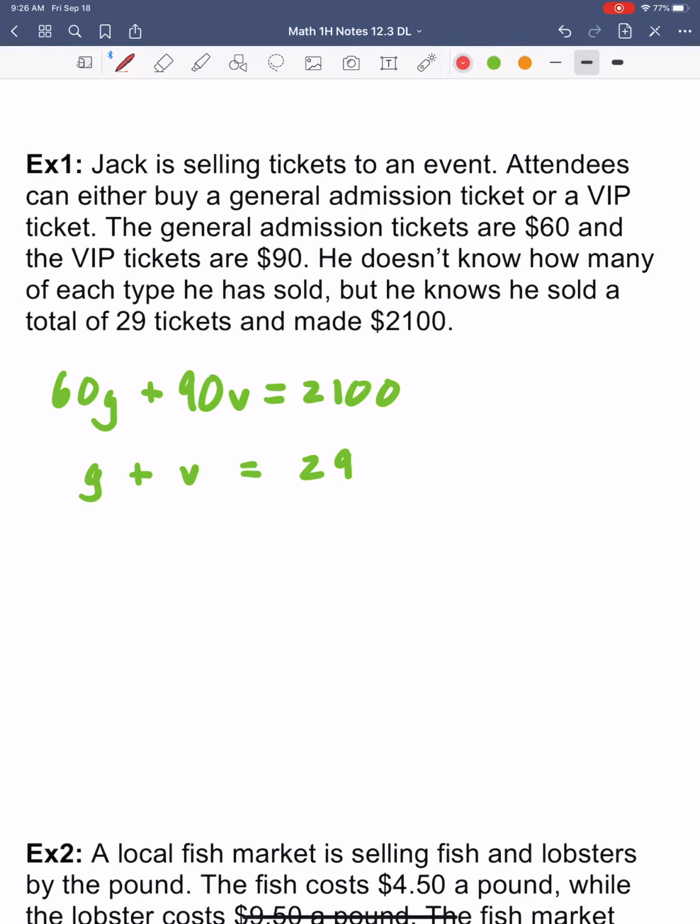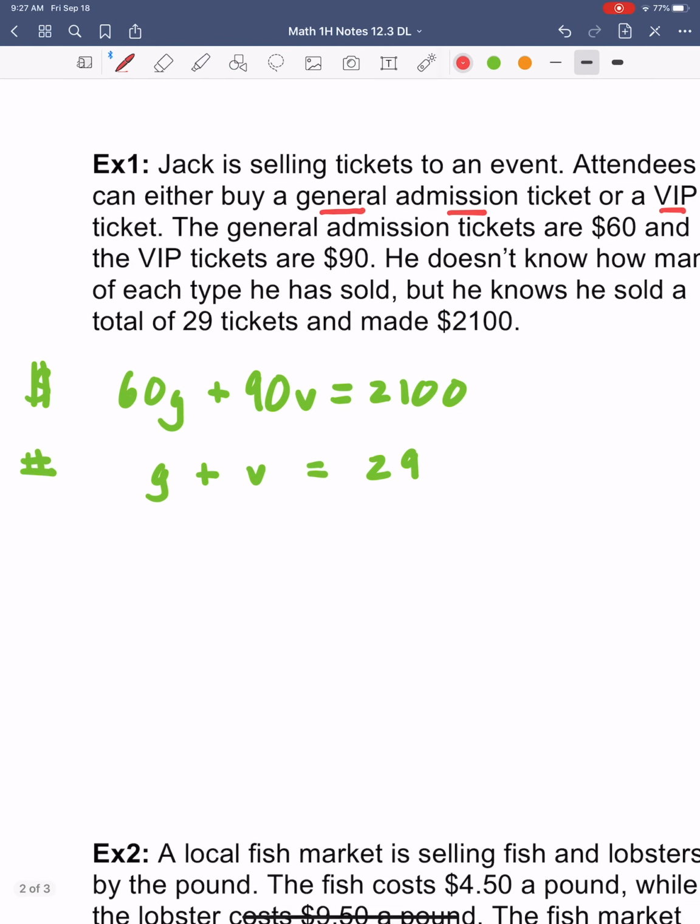So first we're identifying variables. So it looks like we have general admission tickets and we have VIP tickets. Okay, and you can see below I've used the variables G and V so that I can remember which one is which. And so then what I did first is I created this value equation. That's why I have the money symbol over here, right? This money symbol doesn't mean anything, it's just to keep me organized.